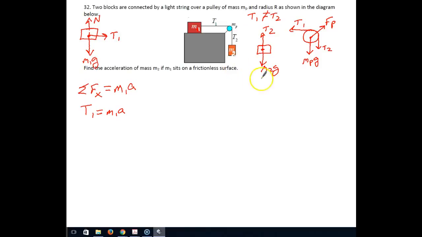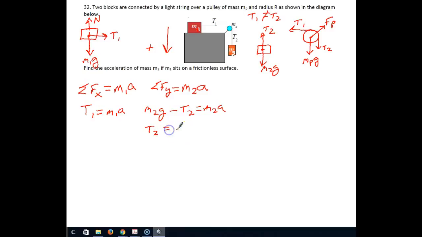Let's do the same thing for this diagram. Sum of the forces, but this time in the y direction, is going to be equal to m2a. Let's go ahead and say that the down direction is positive here. If we do that, we can say m2g, that comes from this one, minus T2 is equal to m2a. So notice we can't just plug this T1 into the T2. It doesn't work that way. We're going to have to use this equation, but let's go ahead and solve it for T2.